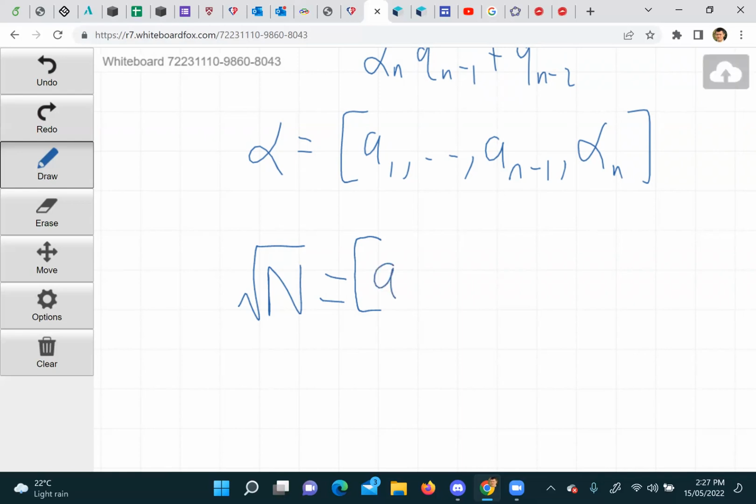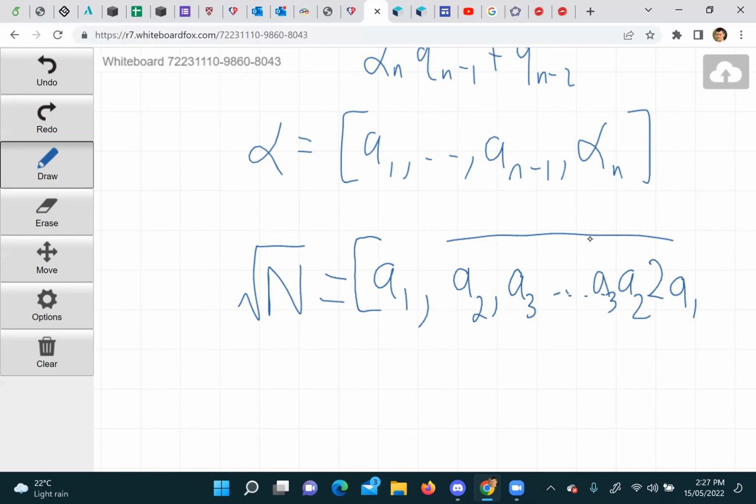So it's something like this: a1, and then a2, a3 is what gets periodic. How did we express this before? You get basically up to halfway, and then at the end it's 2a1, and it goes back to a2, a3. It's like a palindrome.